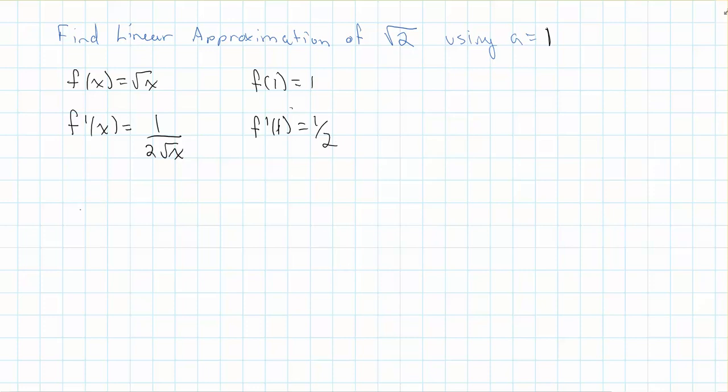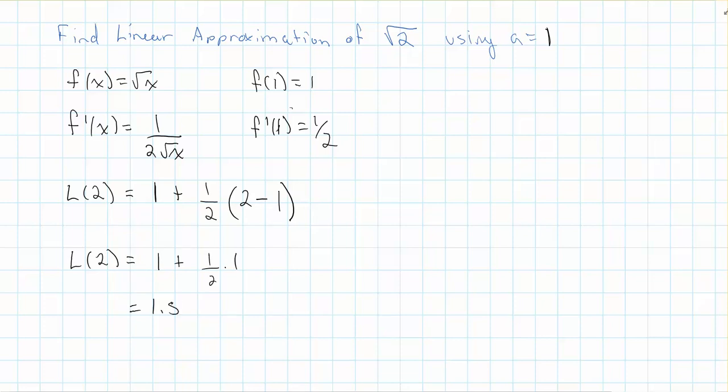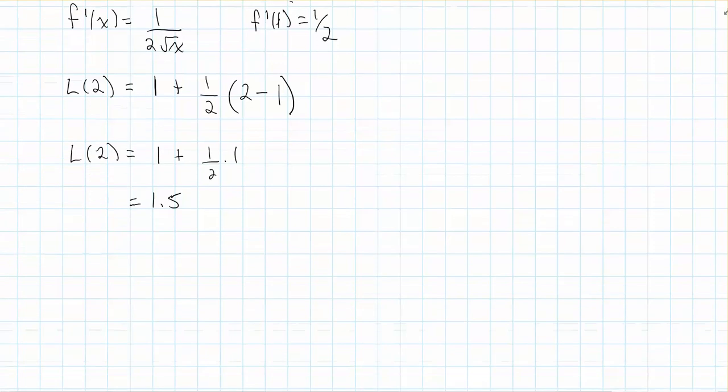But in this case now, we have L at 2. This is going to be f at a, which is 1, plus 1/2 times 2 minus 1, that is x minus a, because my x this time is 2. So my linear approximation at 2 is 1 plus 1/2 times 1, which is 1.5. So what we're saying now is that the square root of 2 is approximately 1.5.